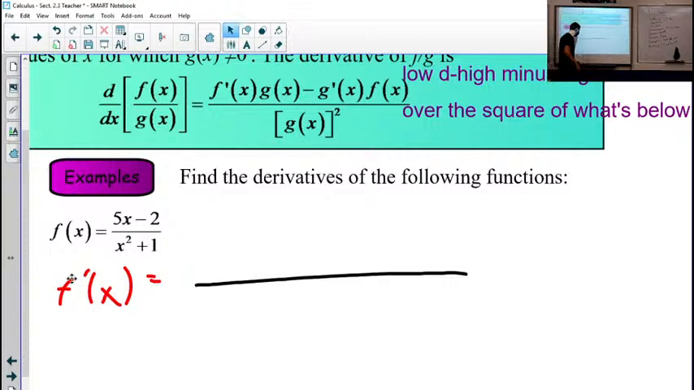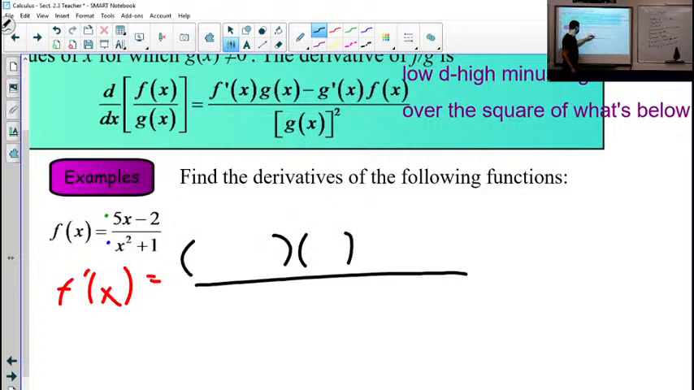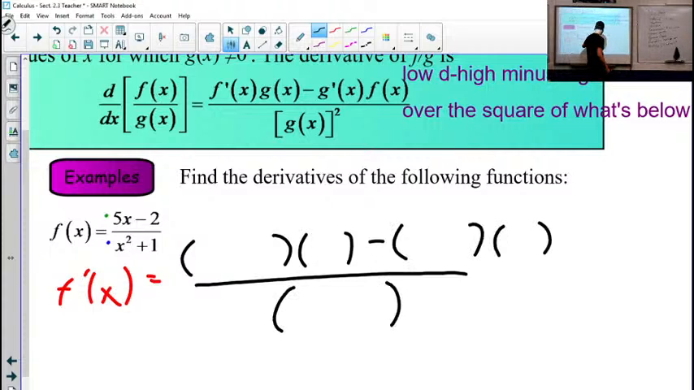Let's see. So we have the function on top, I'll put in green. The function on bottom, I'll put in blue. Low d high minus high d low over the square of what's below.